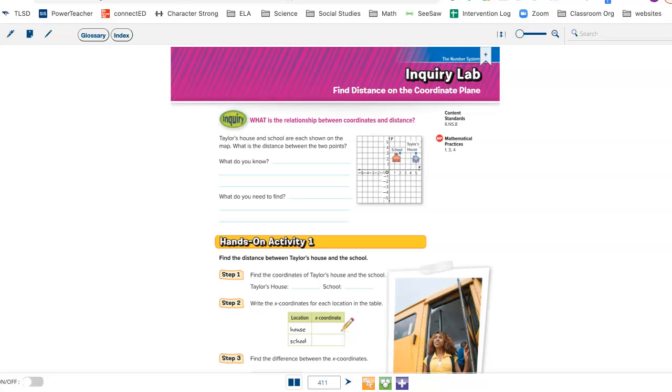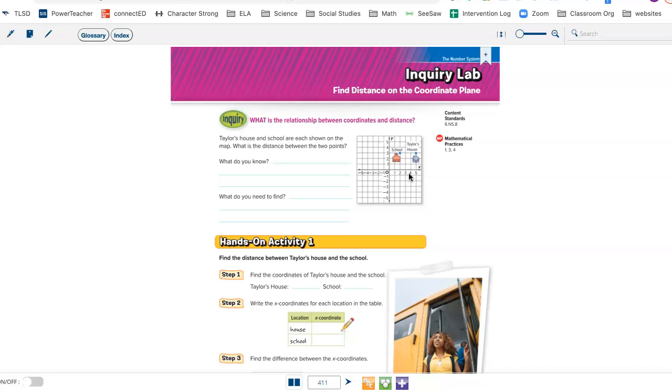All right, we are on page 411, and even though this is an inquiry lab, this is the last thing that we are going to learn this unit, and it will be on your test, so it's pretty important. It's finding distance on the coordinate plane. And usually this is pretty heavily tied to absolute value, so that's why we put absolute value and the coordinate plane in the same chapter.